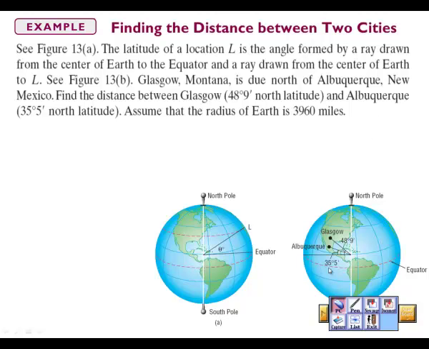So we have these latitude lines. The equator, that would be 0 latitude. And so as you progress up in these latitudes, you're increasing in degrees. So this is 48 degrees 9 minutes north latitude. Albuquerque is 35 degrees 5 minutes north latitude. Assume that the radius of the Earth is 3,960 miles.